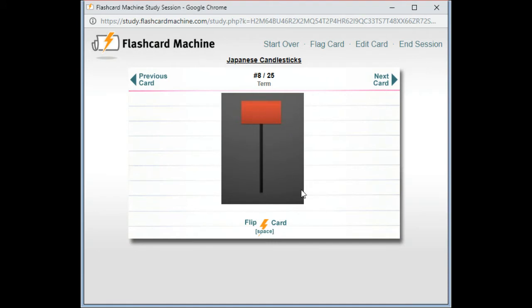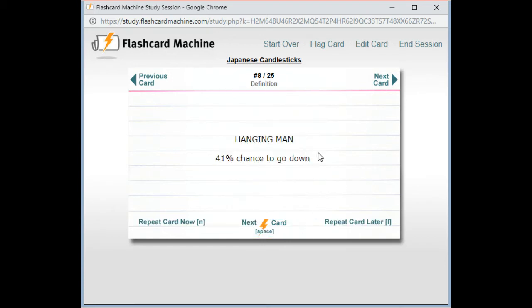This one looks very similar to a hammer. In fact, it just depends on your position. That's a hanging man. Typically you'll see that at the top of a trend, but interestingly enough, backtesting shows only a 41% chance of going down. If you see that, you have a higher probability, 59% chance, of a momentum move to the upside.